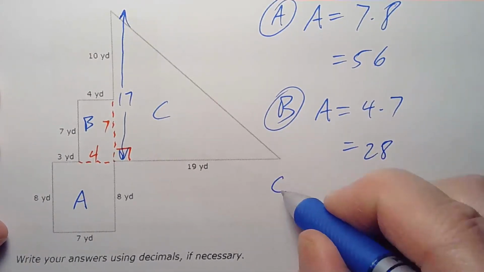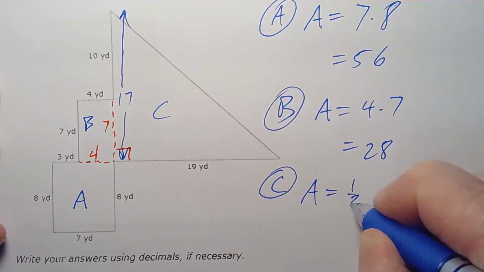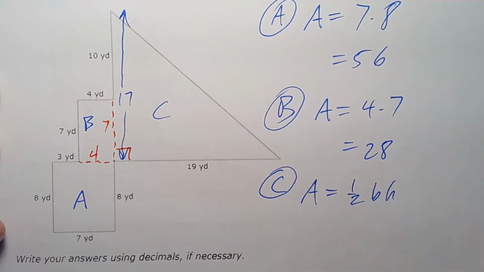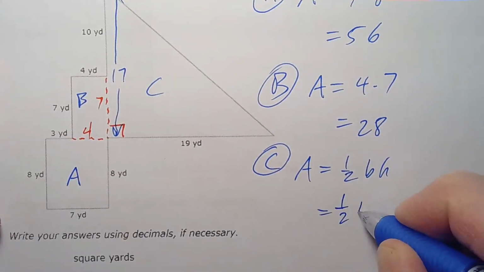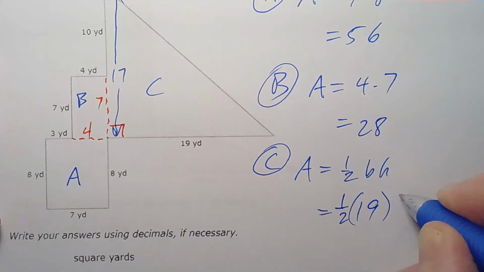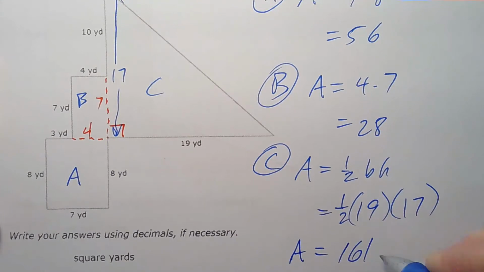Now, it's the last one, C. This is a right triangle here, right? So area equals 1/2 base times height. And again, we just decided that our base is 19. That's not so bad, right? But our height is 17. When we work all that out, the area for the triangle is going to be 161.5 when you multiply that out.